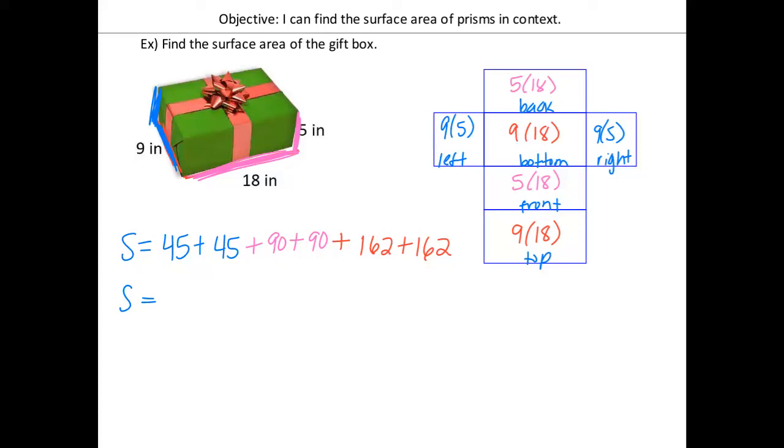What did you guys get? 594? You guys all got that? Okay, and my units are inches squared. And then don't forget to write a sentence.